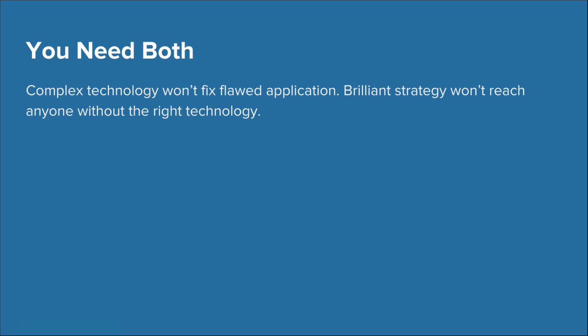And so you need both. So complex technology won't fix flawed application. It won't fix a bad strategy. An amazing strategy won't reach anyone without the right technology. We're in a bit of a different place here than marketers in the past, where if you're doing a direct mail campaign or some other type of campaign, the best strategy would always win. Now, a lot of it is the best technology wins too. You still need strategy, but you need that technology aspect to make sure that you're getting in front of the right audience.